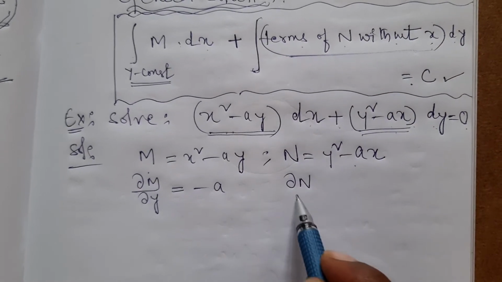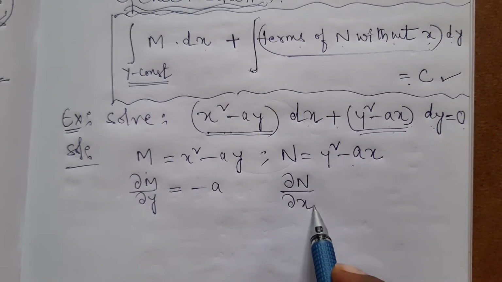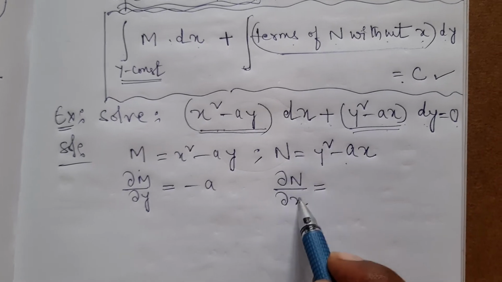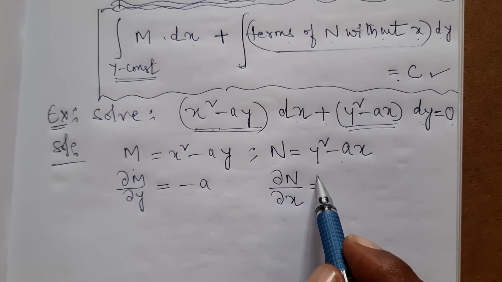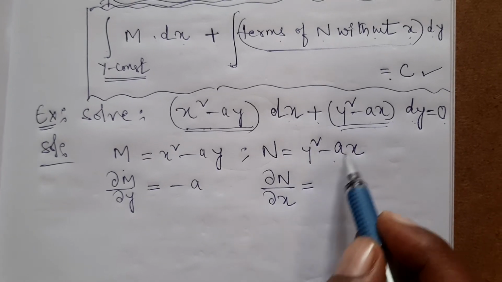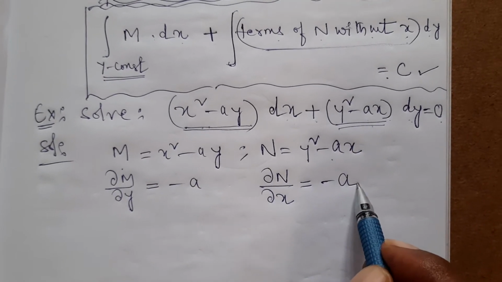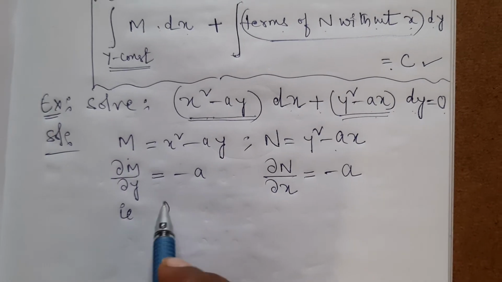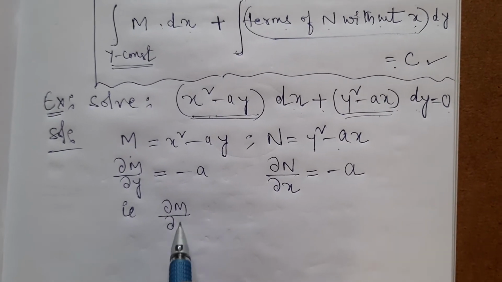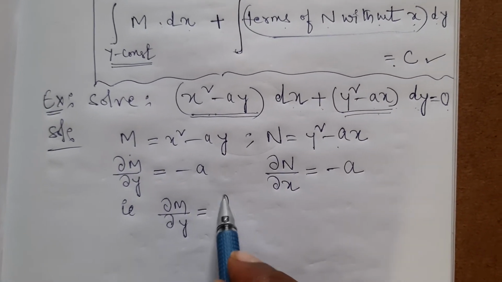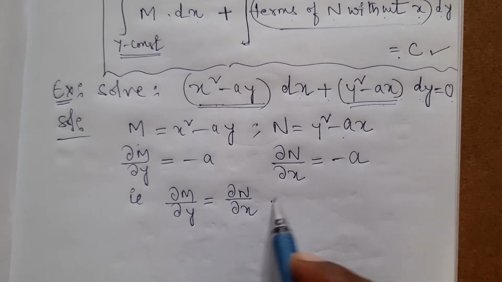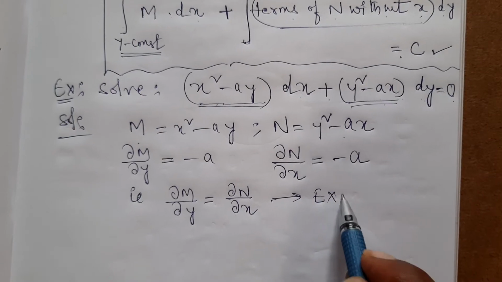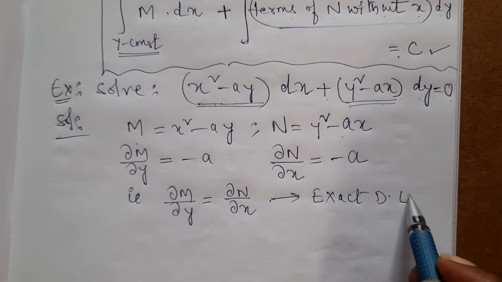For this one we have to calculate the ∂N/∂x value. What is the ∂N/∂x value? ∂N/∂x means with respect to x we have to partially differentiate. So y value is constant, 0, and here you will again get minus a. That is, here we are getting ∂M/∂y equal to ∂N/∂x. So this is the exact differential equation.